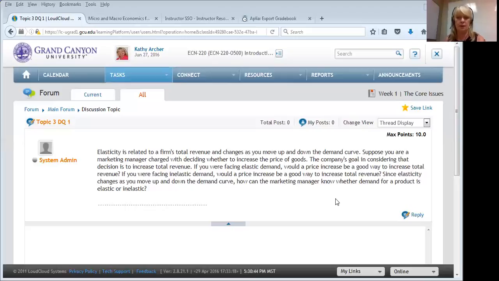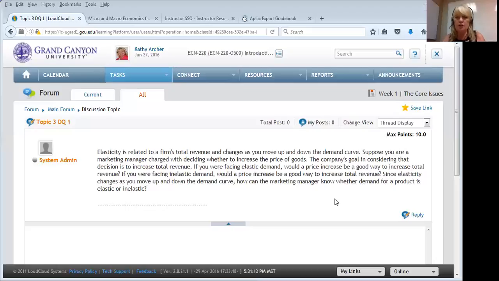Ooh, lots of different parts to this. Let's start with the very beginning. What is elasticity? Remember last week we talked about the law of supply. The law of supply says as price goes up, quantity demanded goes down. It's a law, a law. It's always true.